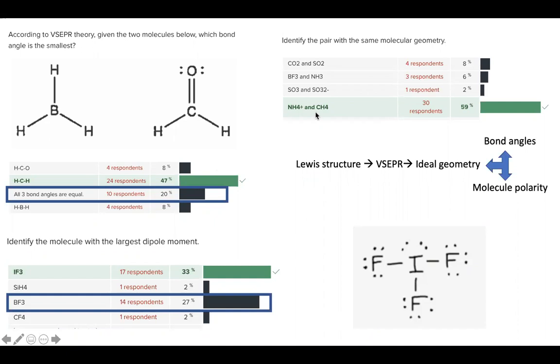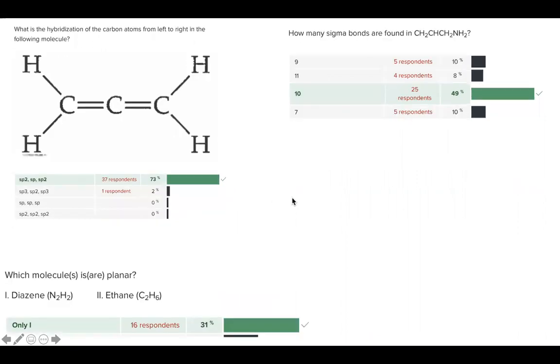This question at the top asks to identify the pair with the same molecular geometry. I think that this is the same plan: use the Lewis structure to get the VSEPR predicted geometry, and then describe what it is. Both ammonium, NH4+, and CH4 are tetrahedral. All of these are in the category of working with VSEPR. These others are in the category of valence bond theory.